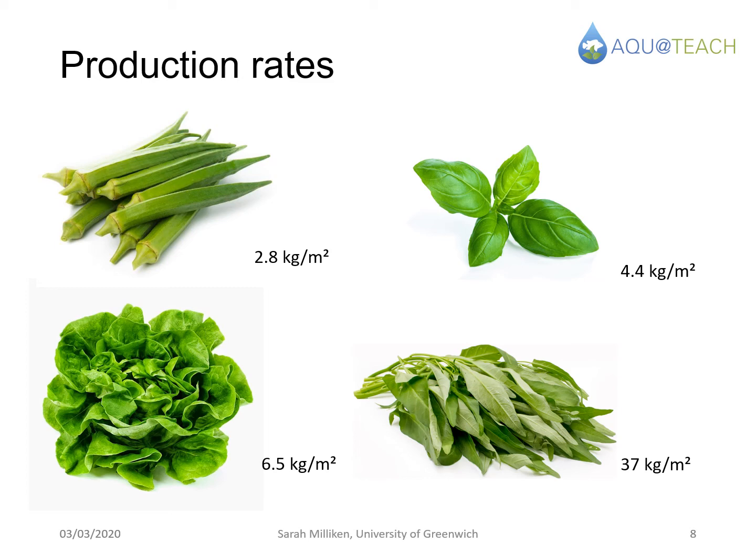For a commercial operation, you also need to take into consideration the production rates of different plants. Okra, for example, can produce as much as 2.8 kilos per square metre, basil 4.4 kilos, lettuce as much as 6.5 kilos, and water spinach 37 kilos per square metre.